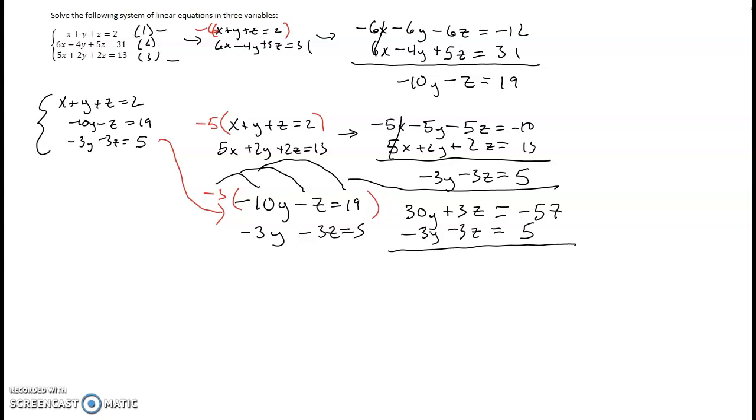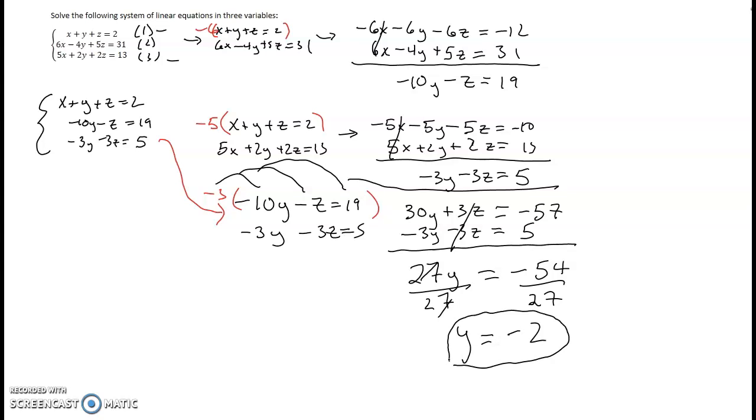Now you can see that our y's are not going to cancel. It's going to be 30y minus 3y, which is 27y. The z's are going to cancel. And we end up with -57 plus 5, which is -52. Divide both sides by 27. These cancel out, and we get y is equal to negative 54 divided by 27, which is negative 2. That is great. We actually have what y is equal to.